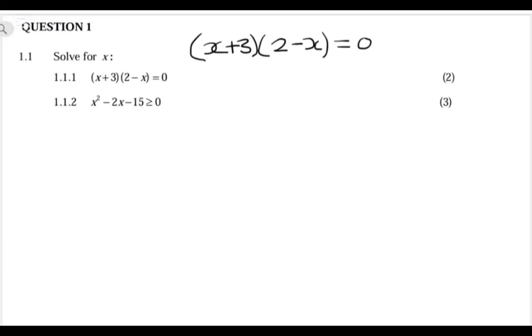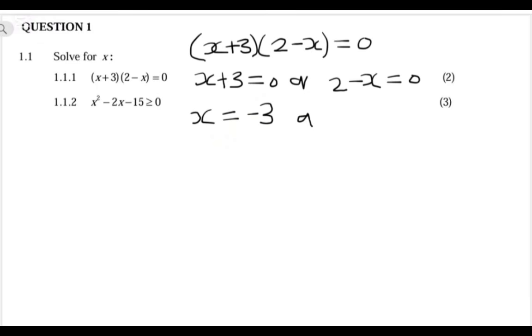So you're going to apply the zero factor law. We're going to say x plus 3 is equal to 0, or 2 minus x is equal to 0, perfect. So x, we take this one to the other side, is going to be -3. Or from here, we can do this in a different way. We can take this one to the other side. It's up to you, but I prefer to take this to the other side. It's going to be 2, which is equal to x. So therefore, we can conclude that x is -3 or 2. So these are our solutions for that question.